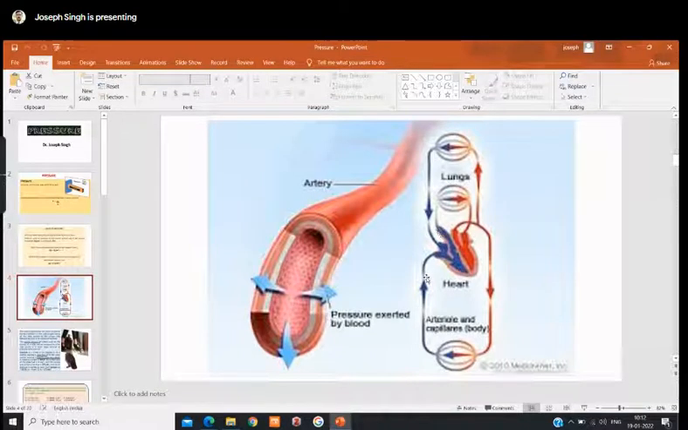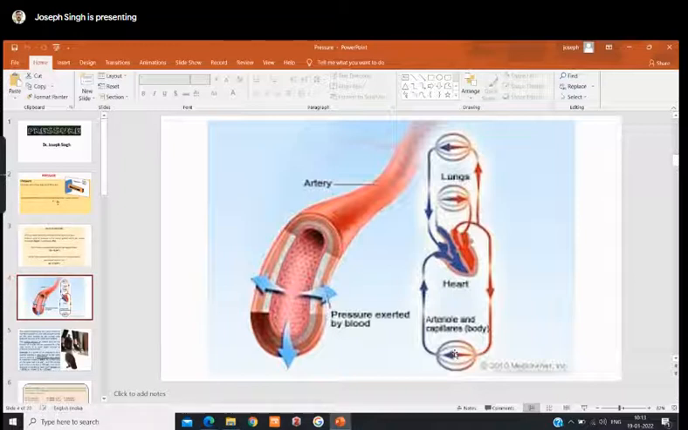Now the problem is, when it is going up, due to gravity it can come down. But when it is going to your legs, how is that blood coming up? This is the question for you. How is the blood coming up to the heart? Anyone?